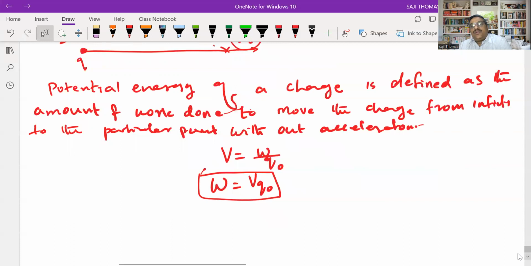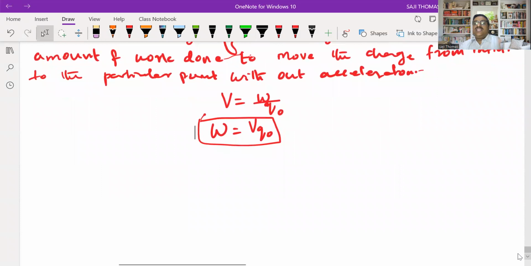Now we are going to find out the potential energy of a system of 2-point charges. It is the amount of work done to assemble the two charges from infinite separation to the present separation. So what is the potential energy of a system of two charges? It is the amount of work done to bring the charges from infinite separation to the present separation. So how will you find out?